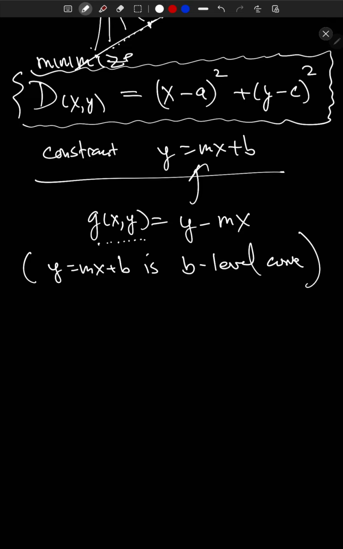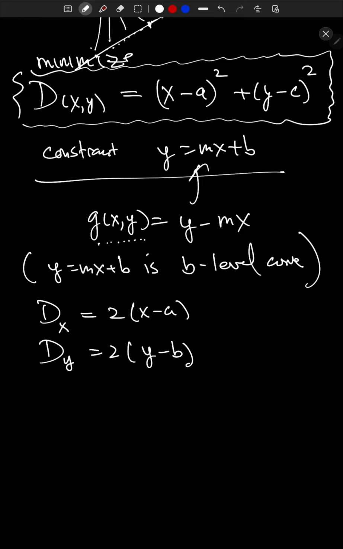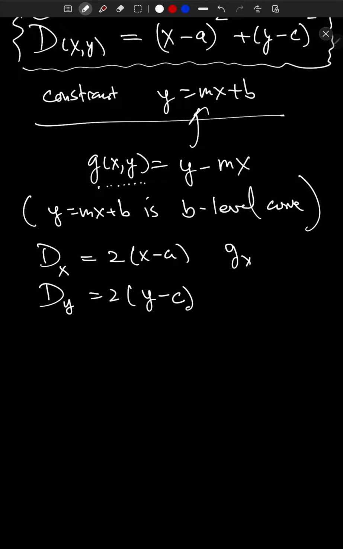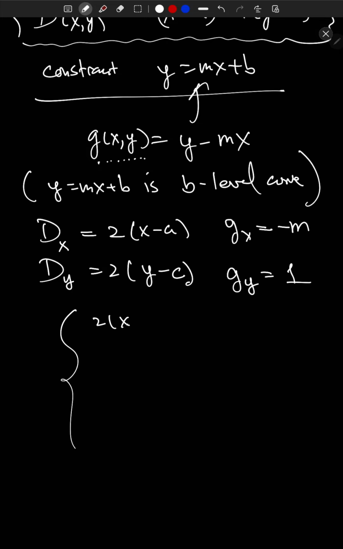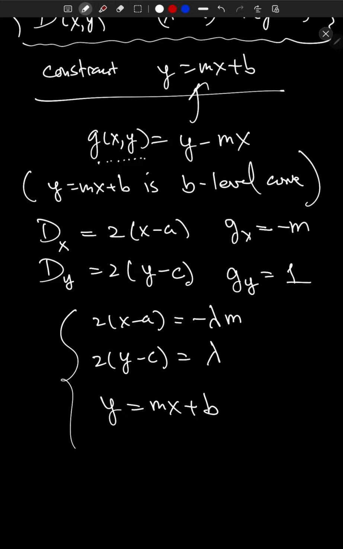So now we just do the Lagrange multiplier procedure. D sub x is equal to 2(x minus a). D sub y is equal to 2(y minus c). G sub x is equal to minus m. G sub y is equal to 1. And so my system is going to be 2(x minus a) equals minus lambda m, 2(y minus c) is equal to lambda, and then y equals mx plus b. Here we're looking for x, y, and lambda. m, a, c, and b are all constants.